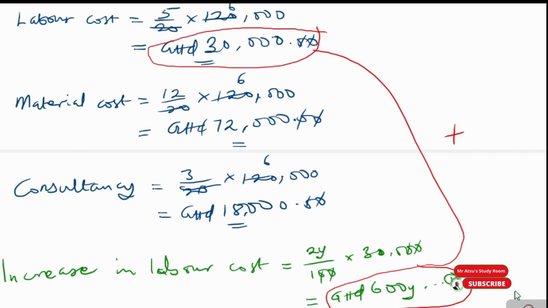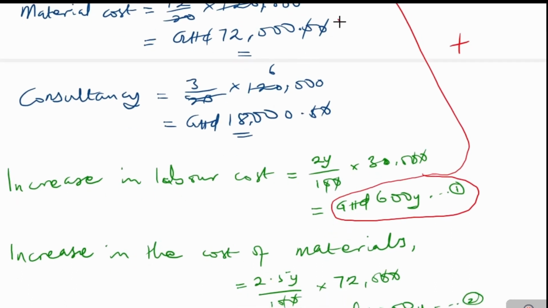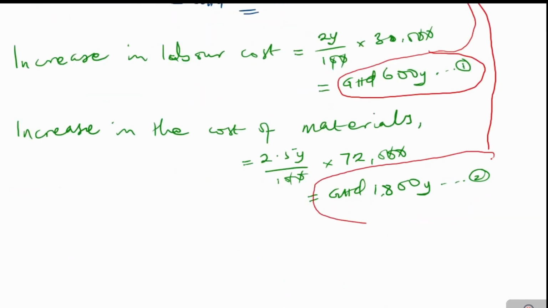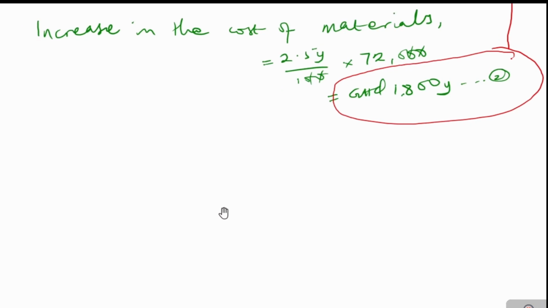And then also the new cost of material is going to give us the actual cost of material, which is 72,000 Ghana cedis, plus the increase in the cost of material. And now the question has given us the relationship between the two of them. We are going to write that relation and then we will solve for y. So we're just going to express this just as the question has given. So let me do that quickly and talk about it.